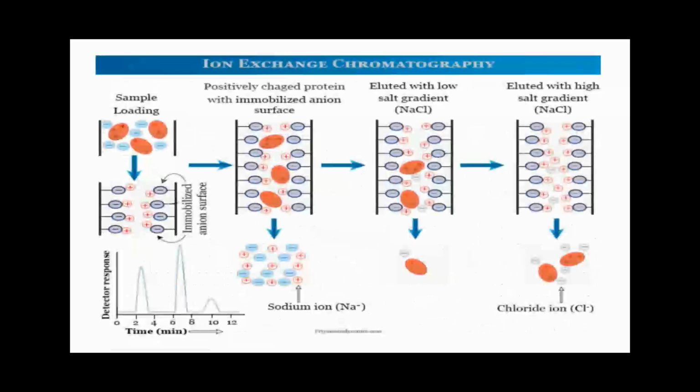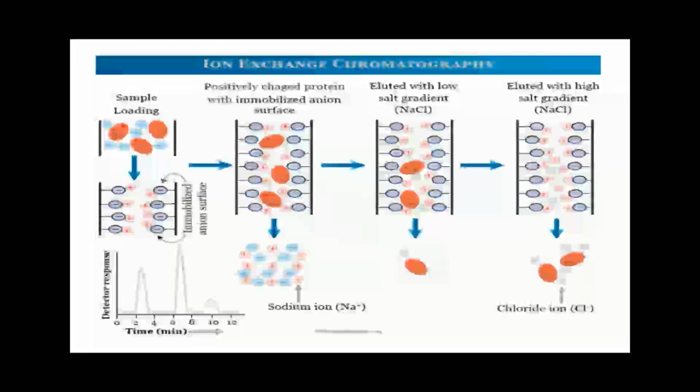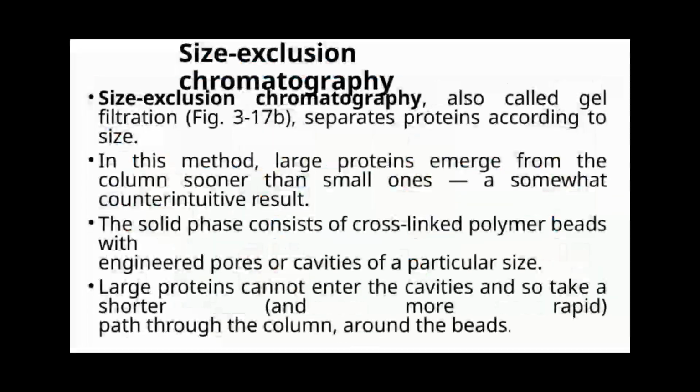Size exclusion chromatography, also known as gel filtration, is a technique we use to separate proteins based on their size. In this method, you'll find that larger proteins actually come out of the column before smaller ones, which might seem a bit counterintuitive at first. The key to understanding this lies in the solid phase of the column, which is made up of cross-linked polymer beads. These beads have specially engineered pores or cavities of a specific size.